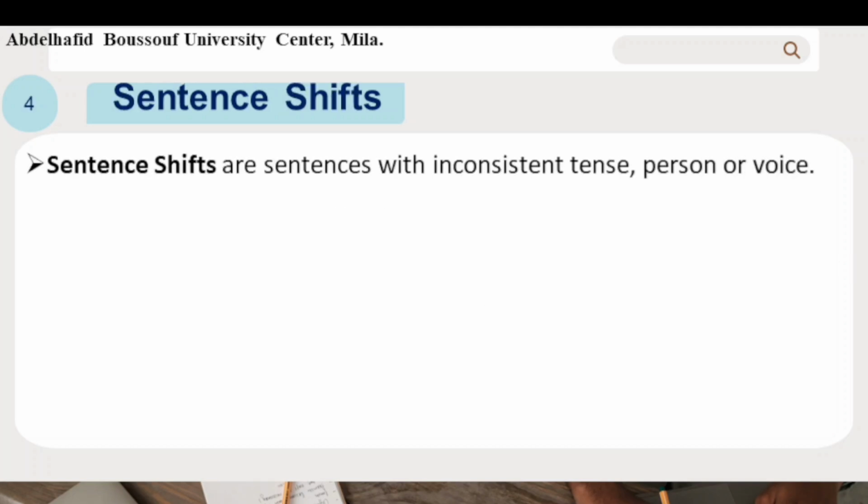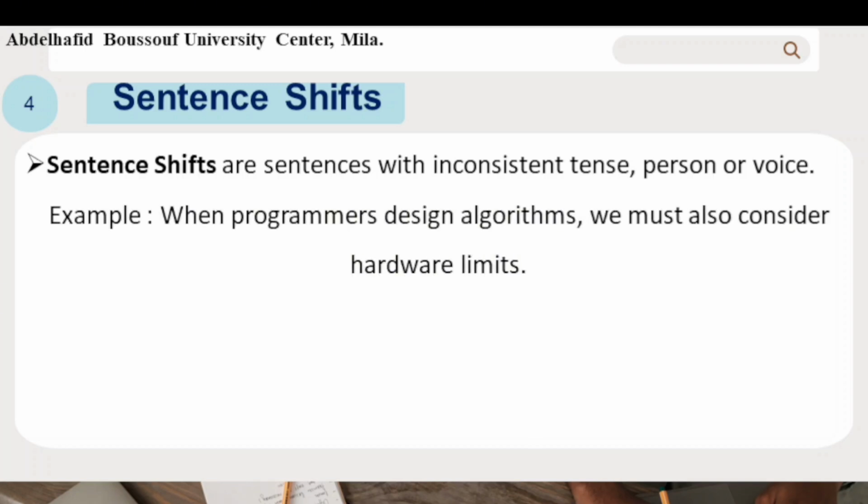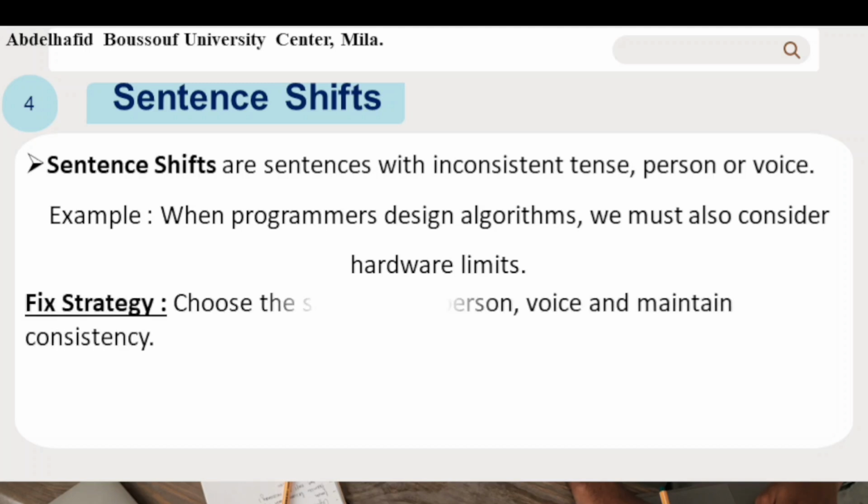Sentence shifts are sentences with inconsistent tense, person, or voice. They are related to the lesson of parallelism. If you make mistakes in parallel structures, you're going to have a sentence problem called sentence shifts. You shift from one form to another. You're not consistent. When programmers design algorithms, we must also consider hardware limits. Where is the problem? Where did we shift exactly? And this is a very common mistake among you learners.